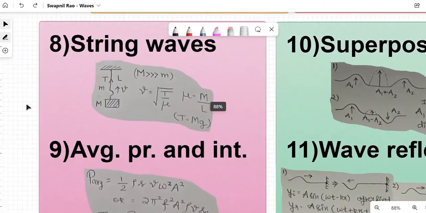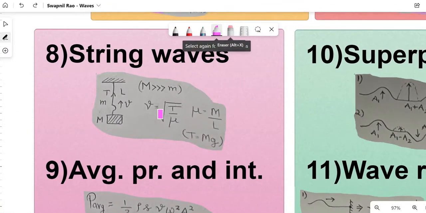Next one would be string waves. What's the formula for the velocity of a wave in a string? If you see this diagram, this is a setup where the string is attached to a body of mass m. Please note that the body mass is capital M and the string mass is small m, and the string length is capital L. In this case, the velocity of the wave, which is going upwards, is given by this formula: v is equal to the square root of tension by mu, where mu is nothing but the linear mass density, which is mass per unit length.